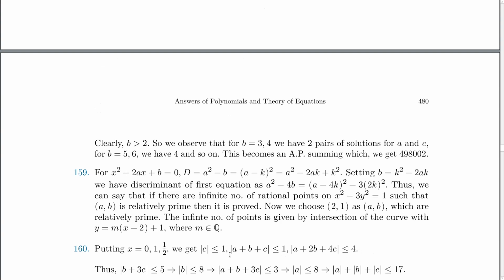Now from these, we subtract this from this. So we get b plus 3c less than equal to 5. That means mod b is less than equal to 8. So a plus b plus 3c less than equal to 3. And therefore mod of a is less than 8. And therefore mod a plus mod b plus mod c less than equal to 17. So we have mod a 8, mod b 8, and mod c 1. So 8 plus 8, 16, and 1, 17.